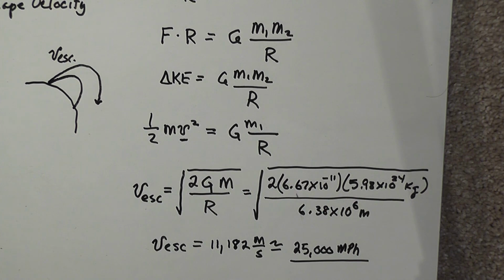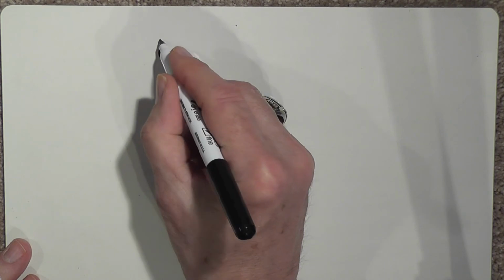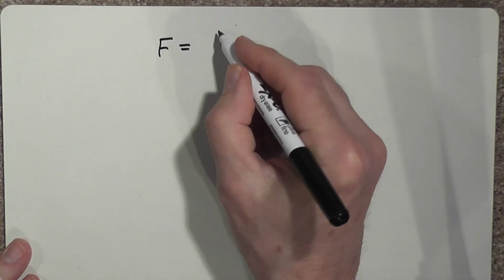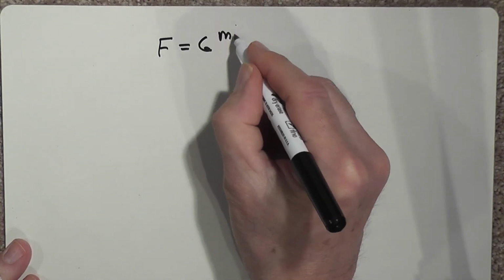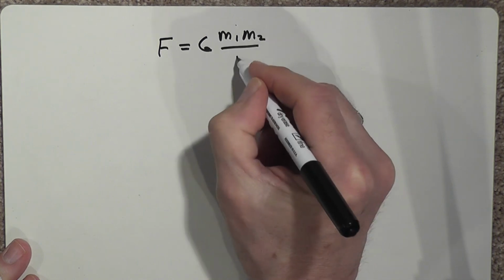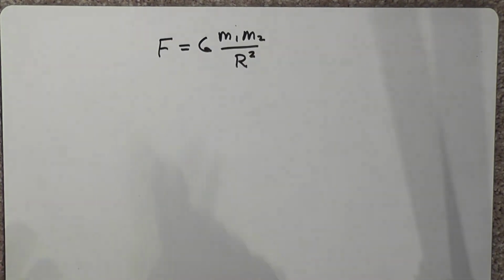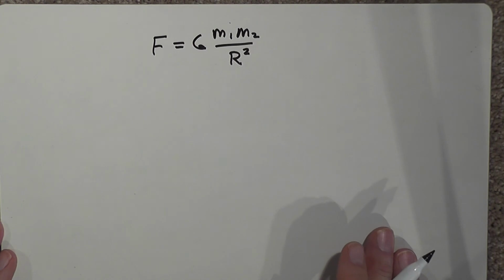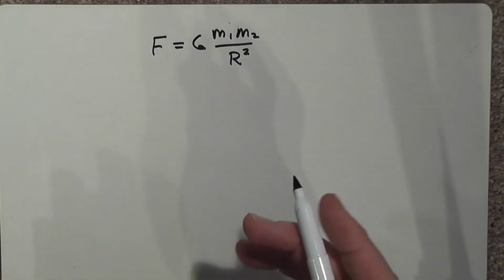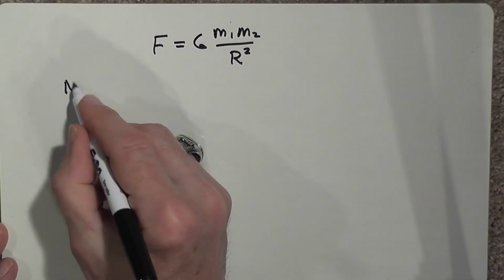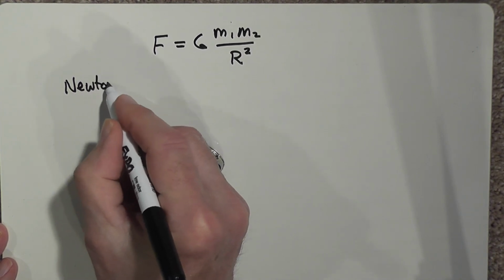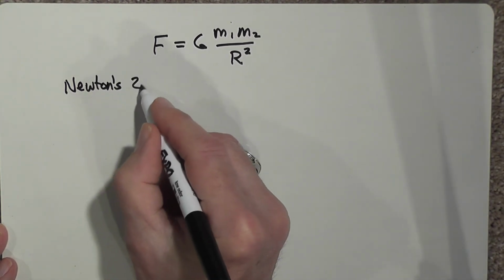The next one I'm going to do has to do with the acceleration of gravity. Okay, the acceleration of gravity. How do we derive that? Again, we'll take Newton's gravitational equation, G m1 m2 divided by r squared. Okay, so using Newton's second law, we all know what Newton's second law is.